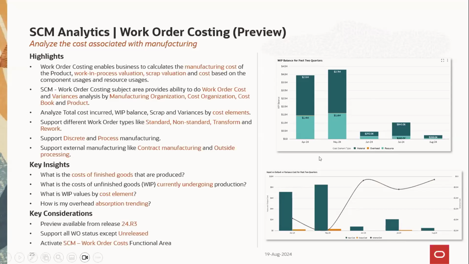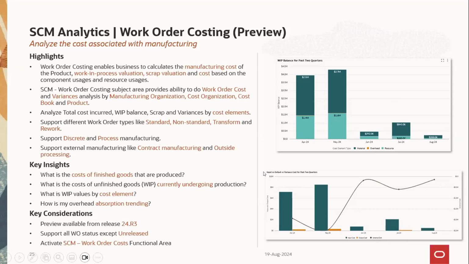The key insights you can get from this subject area are, you are able to see the cost of finished goods that are manufactured. And also you can see the cost of WIP, which is currently undergoing production. And also you can see the WIP value by different cost element. And also you can see the trend of overhead absorption. On the left-hand side, you can see the visual, which shows the WIP balance for the last 2 quarters by period.